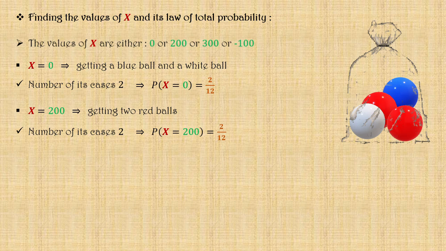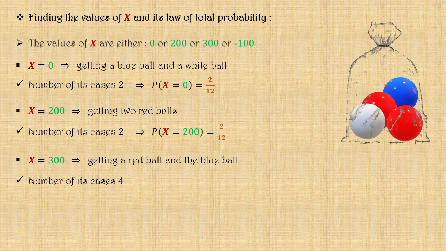Then, for the third value for capital X, which is 300, and that matches getting one of the 2 red balls and the blue ball, the number of its possible cases equals 4, as we might be having the first or the second red ball with the blue ball, and either in the first or the second pick. So, the probability for capital X equals 300 equals 4 over 12.